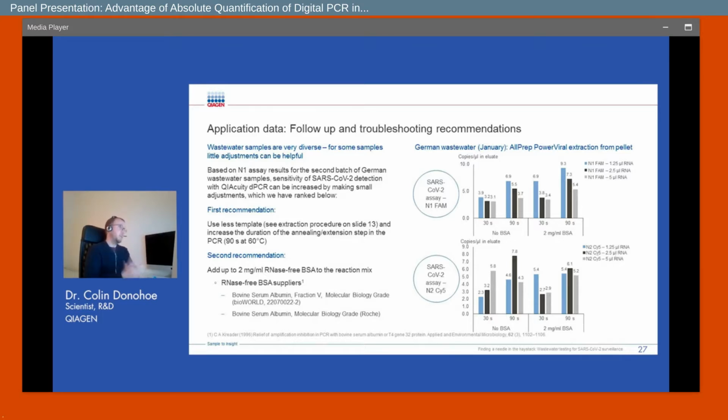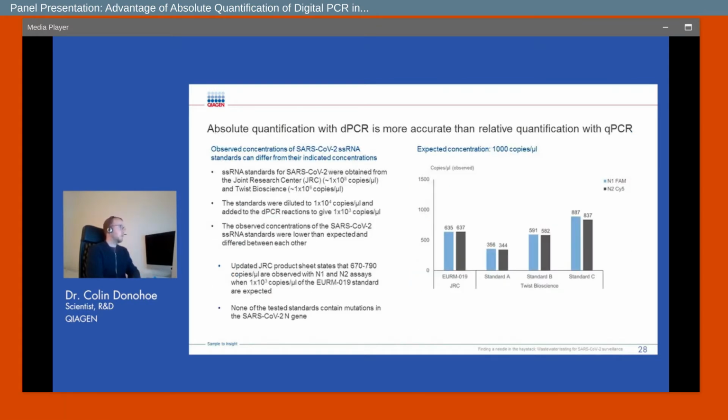And as you can see, using the N1 assay, using less template, increasing the extension time from 30 seconds to 90 seconds, and adding BSA to the system all helped in increasing the detection of SARS-CoV-2 in our wastewater samples. So I would just like to recommend that if anybody's having difficulty with their wastewater samples, try playing with those 3 variables.